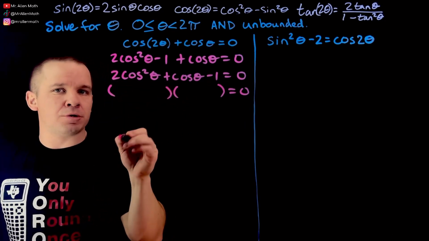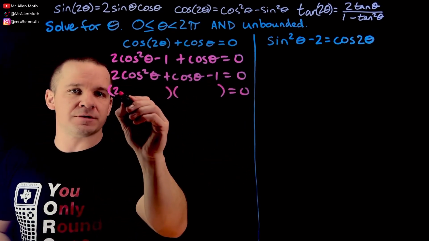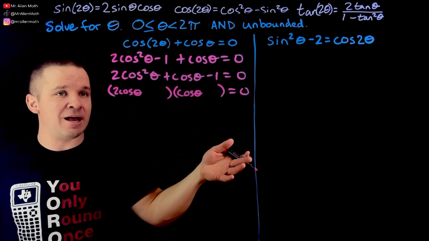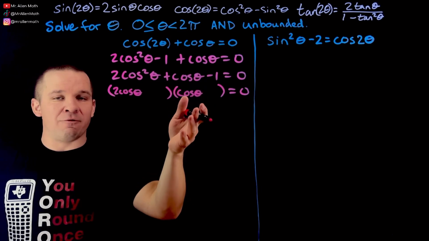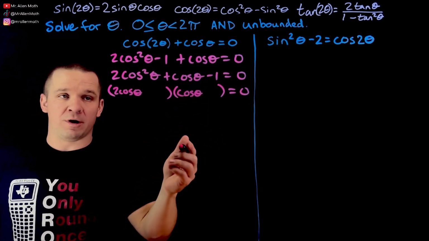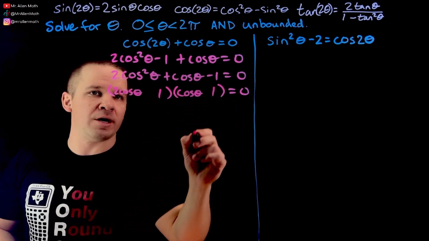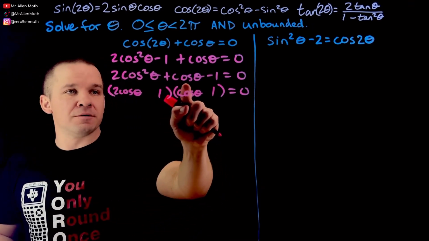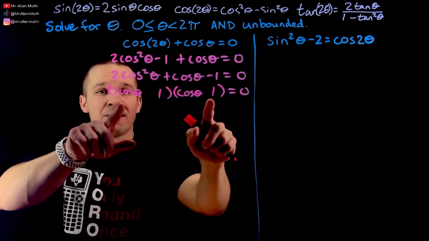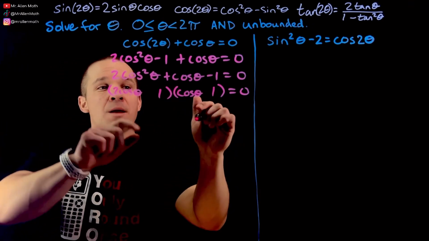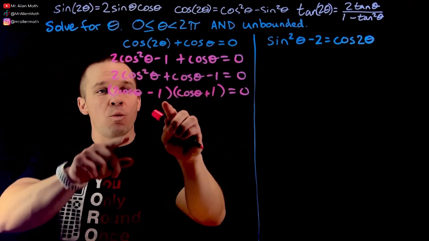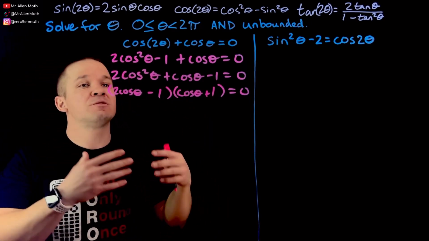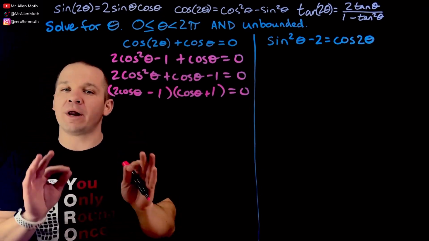The only way I can get 2 cosine squared theta is if I have 2 cosine theta and cosine theta. It's the only way to get it. The only way to get negative 1 is by doing 1 times 1 with one of them being negative. So I know it's going to be 1 here and 1 here, but which one needs to be negative? Since this is plus cosine theta, I have to have the 2 cosine theta times 1 being the positive 1 and the 1 cosine theta being the negative, so that 2 minus 1 gives me 1. This checks out. We're ready to rock and roll.